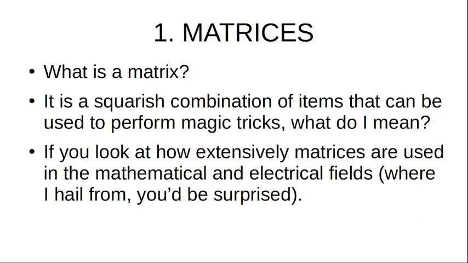So what's a matrix? A matrix is a squarish combination of items that can be used to perform magic tricks. And what do I mean by magic tricks? If you look at how extensively matrices are used in the mathematical and electrical fields, you'd be surprised. Matrices are used a lot in finance, in electrical engineering, in pure mathematics, in quantum mechanics. Matrices are everywhere.